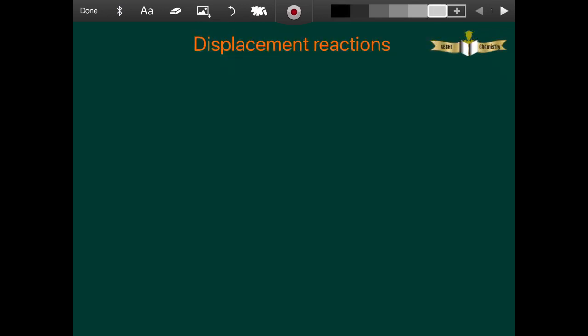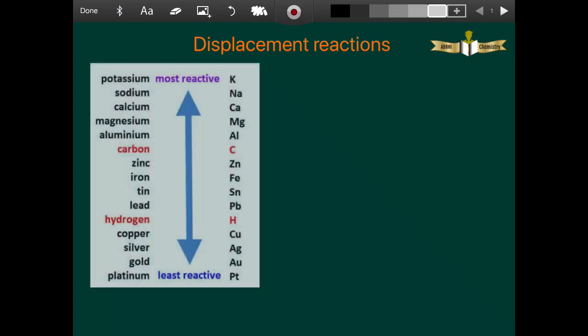Why do you think this displacement reaction occurs? This displacement reaction occurs because of one being strong and the other being weak. In other words, we can simply say one is more reactive and the other one is less reactive. Then how can we find out whether they are more reactive or less reactive? We can find out by the reactivity series.